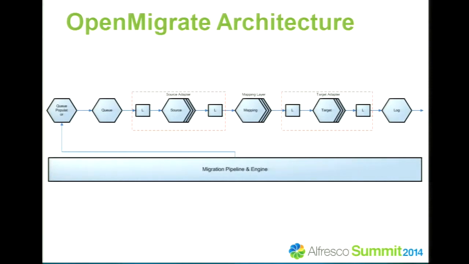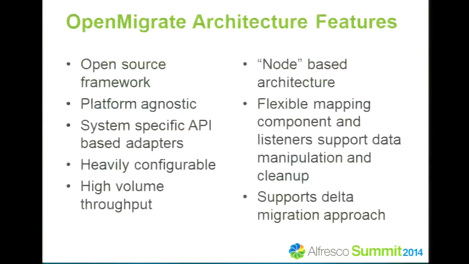This is a high-level architecture where we have our source and target adapters, we have a queue system, a migration pipeline, and then we have these listeners that we can use to extend to add custom logic on how you're going to do your migration. Maybe there's something specific that you need to do from a business rule standpoint.